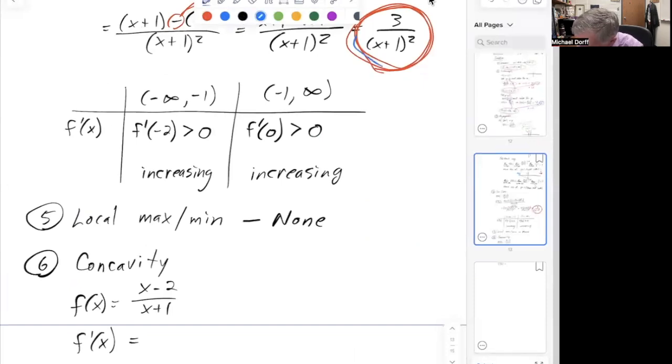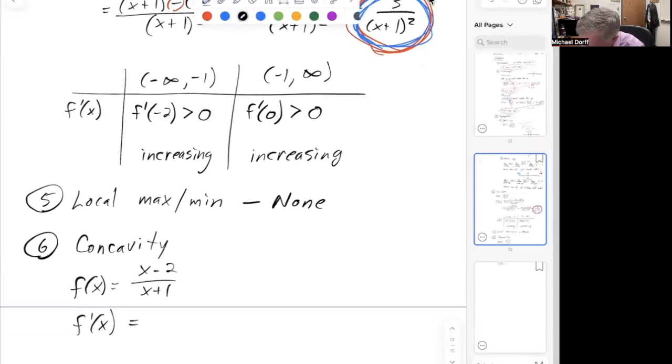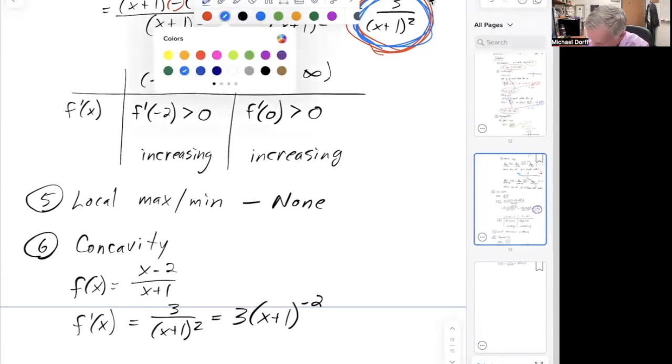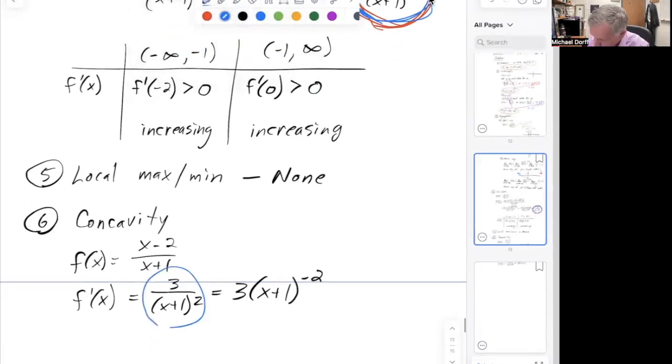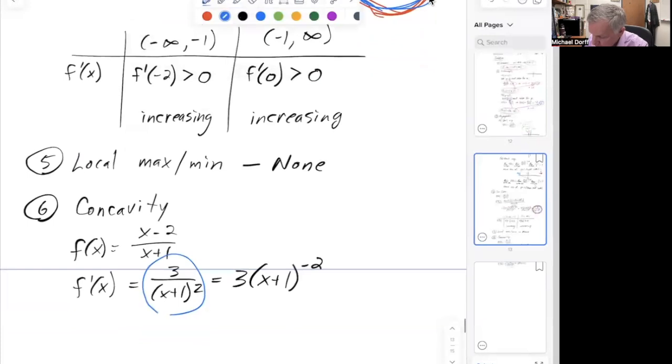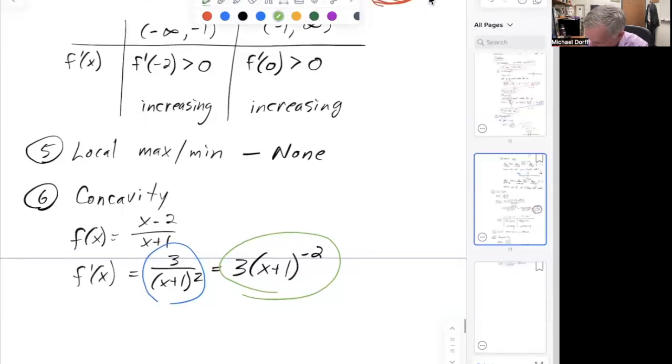We'll just put it now circled in blue. So that was 3 over x plus 1 quantity squared. I'm going to write that as 3 times x plus 1 to the -2. I could use the quotient rule to find the second derivative, but there's no x's in the numerator. So I think it's easier if we write it like this in green.